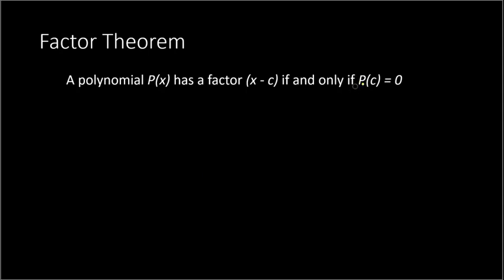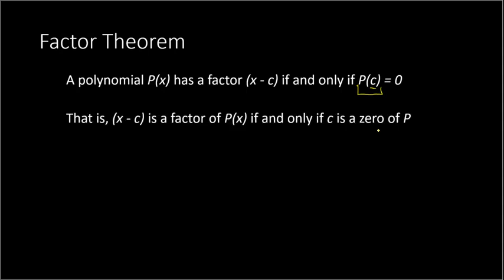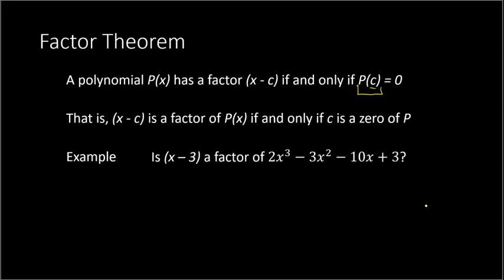And remember, from the remainder theorem, the remainder is the same as p of whatever you plug in. All right, so it's the same thing. And another way of expressing this is that x minus c is a factor of p of x if and only if c is a 0 of p. Now let's explain this with an actual example. All right, let's say we had x minus 3, and we're trying to determine if x minus 3 is a factor of 2x cubed minus 3x squared minus 10x plus 3.